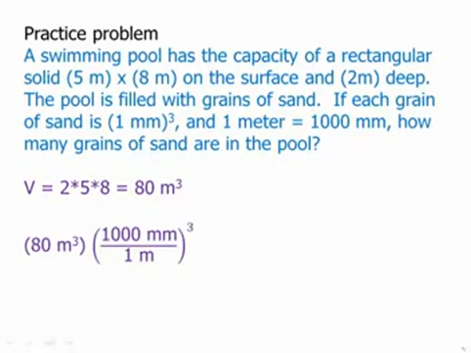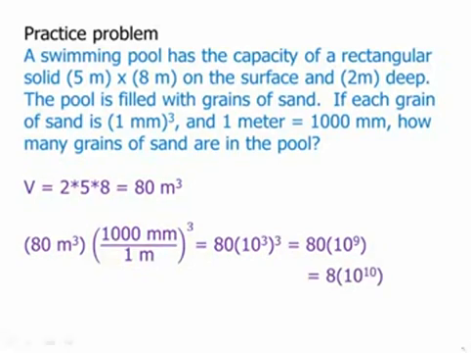Well, we're going to take that 80 cubic meters and multiply it by the conversion factor, 1,000 millimeters over 1 meter, and that conversion factor is going to be cubed. And so here it makes sense to do things in scientific notation. We get 10 to the third cubed is 10 to the ninth, so we have 80 times 10 to the ninth. Incidentally, that would be 80 billion, using the American definition of billion. And we could rewrite that as 8 times 10 to the 10th.